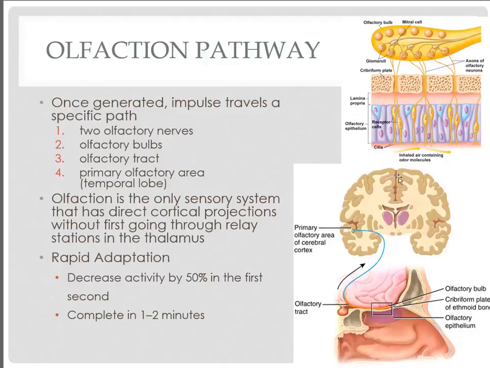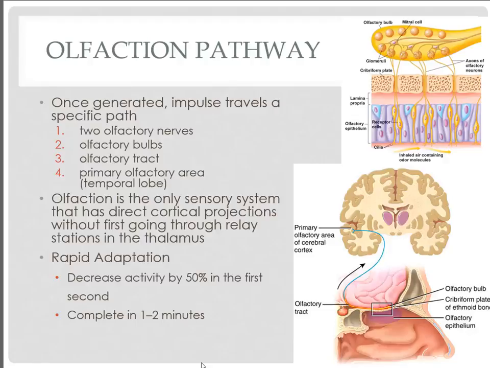So what's interesting about this, here you can see the sensory neurons represent the first order neurons. Our next cells, our mitral cells, will be the second order neurons that travel down that olfactory nerve. This pathway doesn't involve third order neurons. It's the only sensory system that has direct cortical projections without going through our relay station that we know is the thalamus. Keep that in mind when we compare all the different sensory pathways, that olfaction is the exception to it.